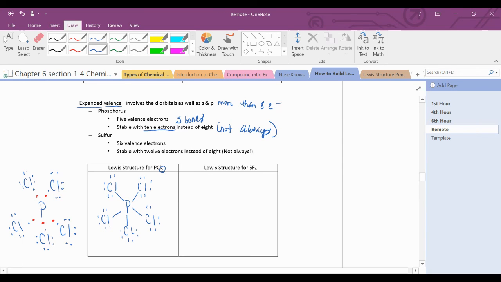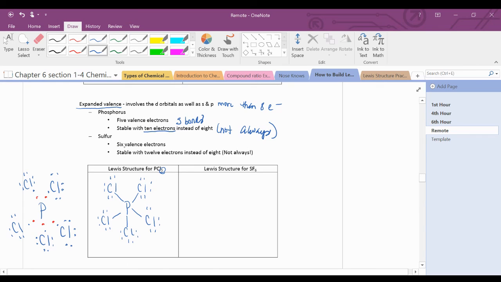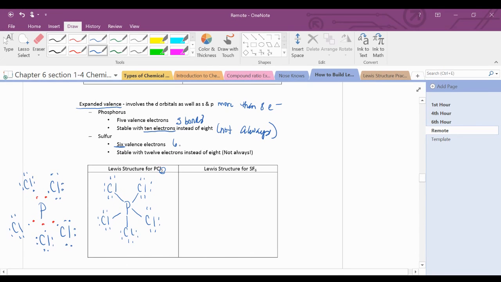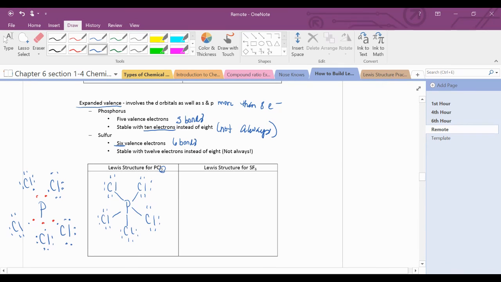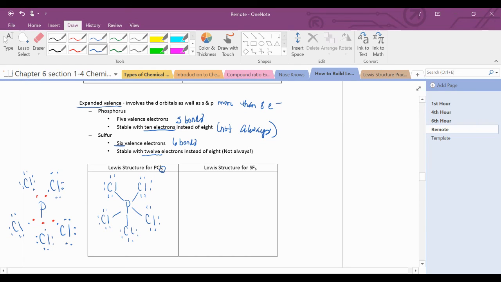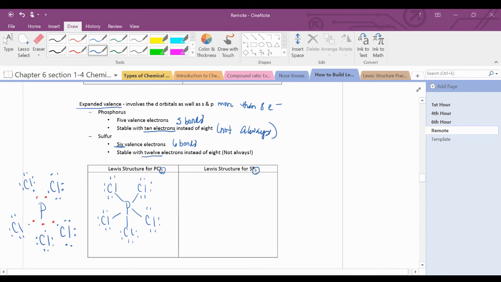All right, and the second example of our exception is sulfur. So sulfur is in group 16. If I subtract 10, it gives me 6 valence electrons. And so in this case, sulfur has 6 bonds. And if each bond has 2 electrons, sulfur would be having 12 electrons instead of 8. And again, it's not always going to behave this way. And the best way to figure that out is that it has to be able to bond to 6 atoms.